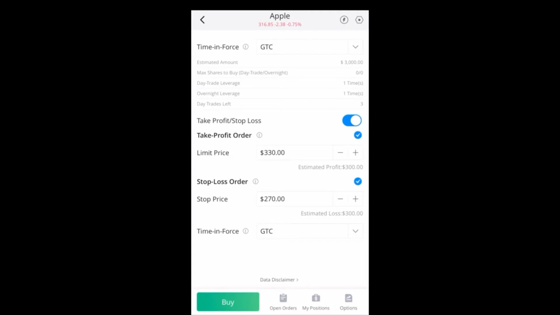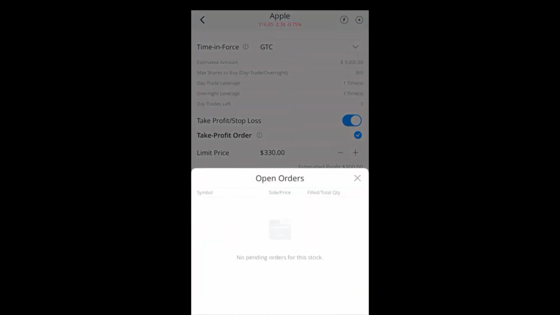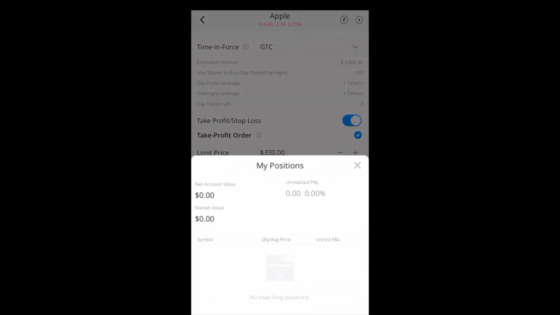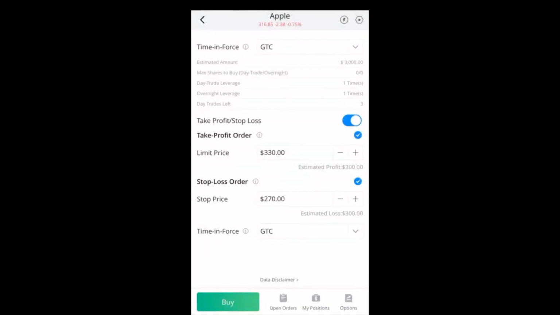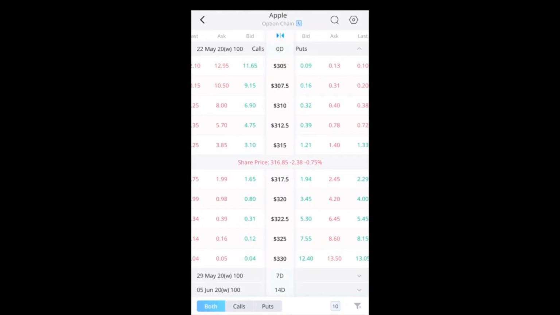Now, if you already had any orders open or any orders that you made that haven't been settled, you can click on open orders. You can see here that I don't have any open orders. You can click on my positions. You see that I don't own any Apple stock within the Webull app. And you can click on options if you do want to trade options with Apple.